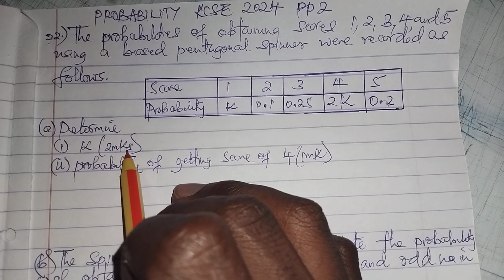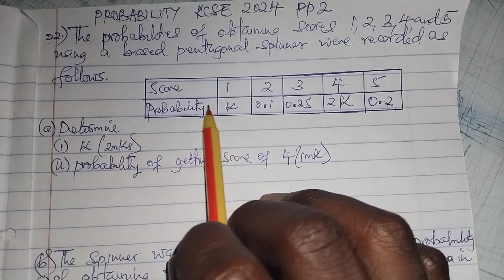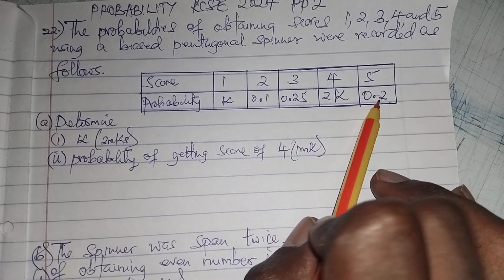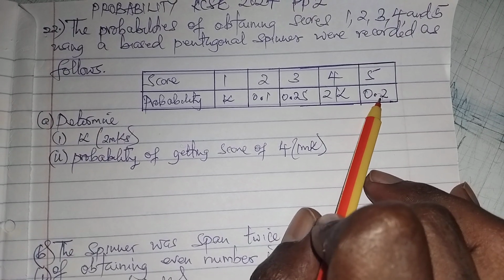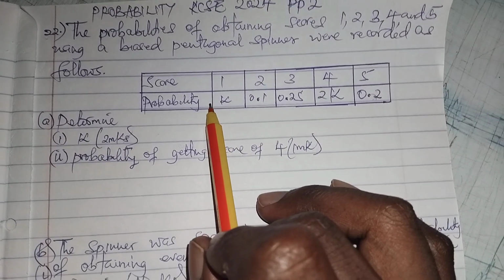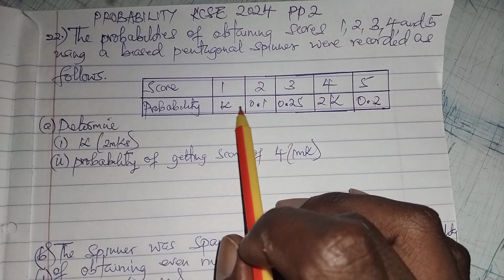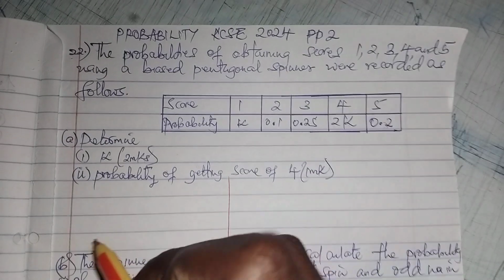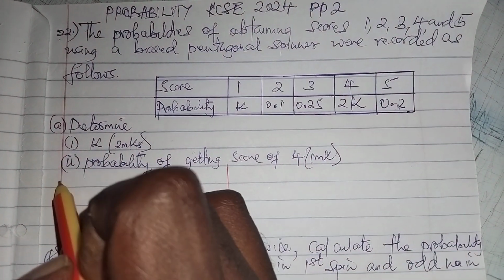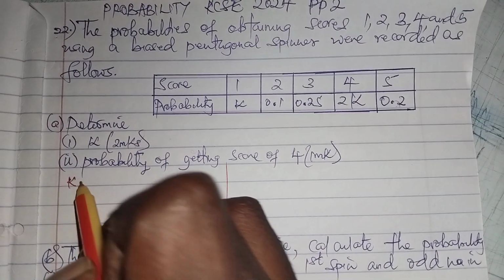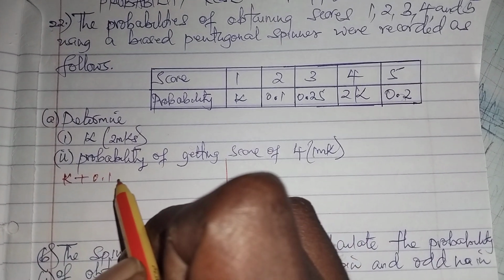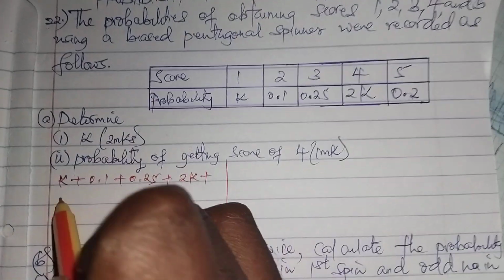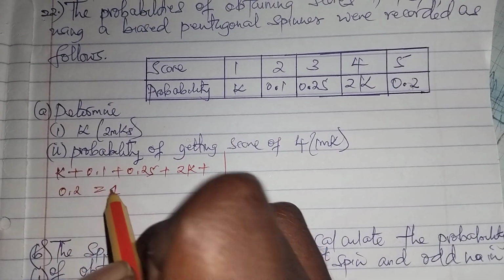So in probability, we usually say that when you sum all the probabilities, the total should give you 1. That's why you find that the probabilities are always numbers less than 1, so they should add up to 1. So for the first part, if you want K, you are going to sum. You have K plus 0.1 plus 0.25 plus 2K plus 0.2, it should give you 1.